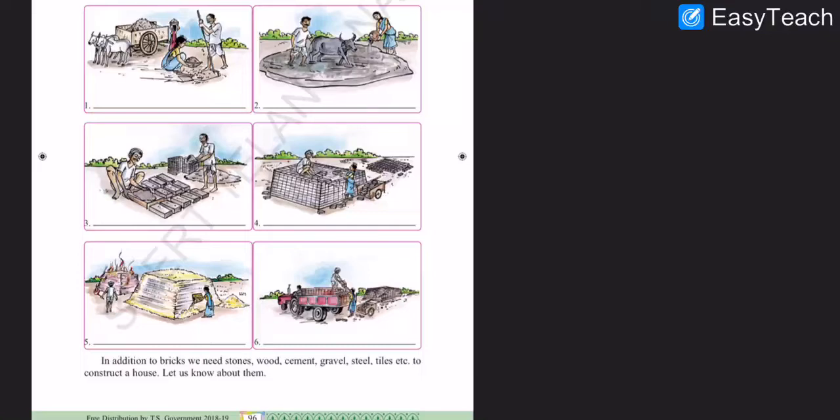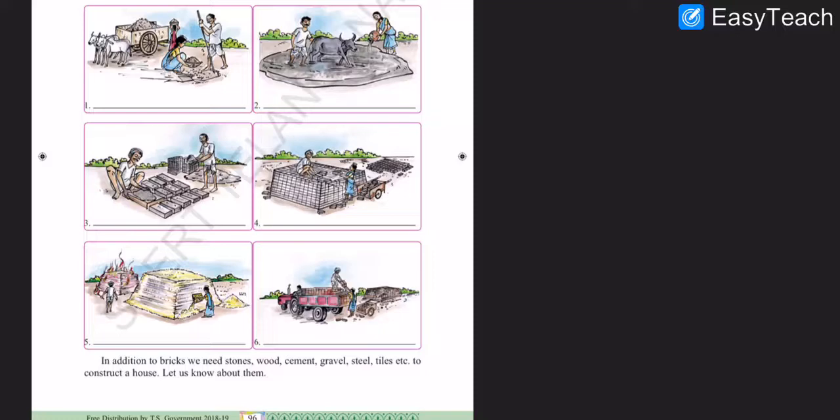Hello children, in EVS we were reading lesson 8, house construction sanitation. In page number 96 we were seeing the picture of how to construct a house. What are the materials used for constructing a house? They are cement bricks, cement, sand, wood, plywood, steel rods, marble slabs, tiles, etc.